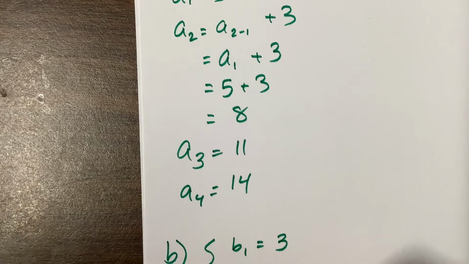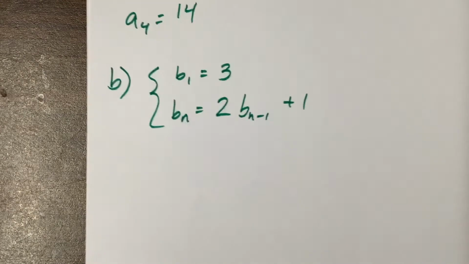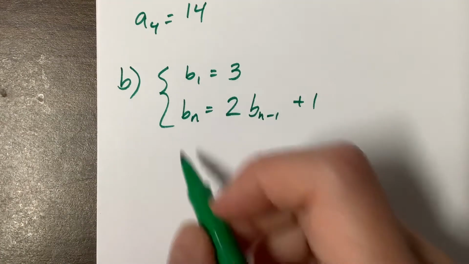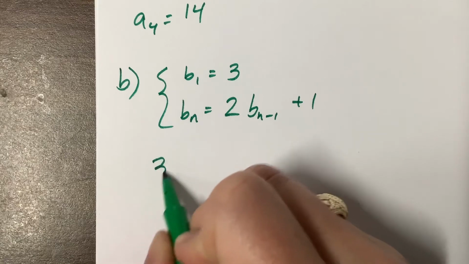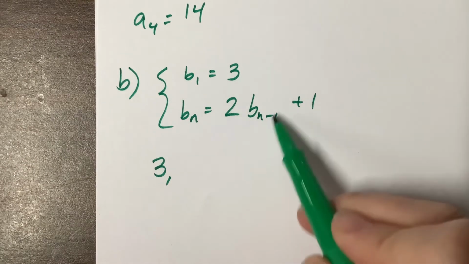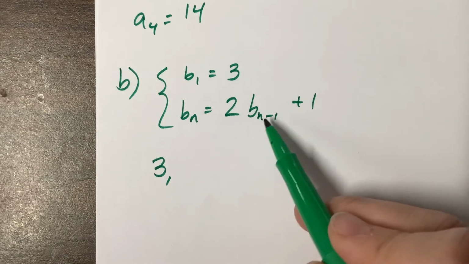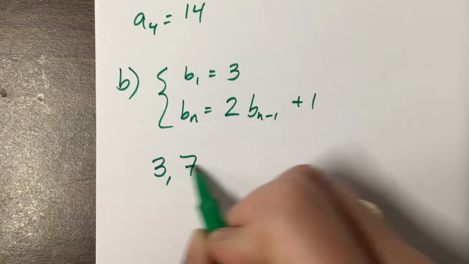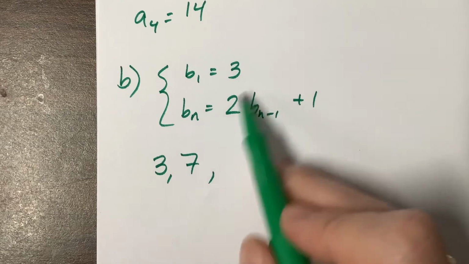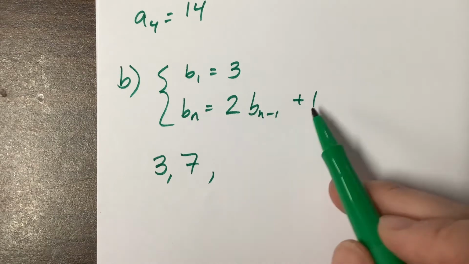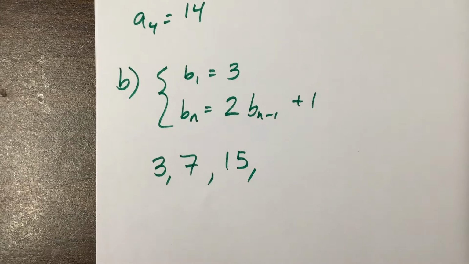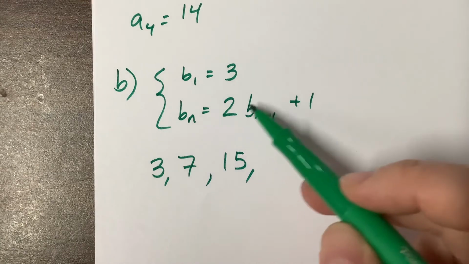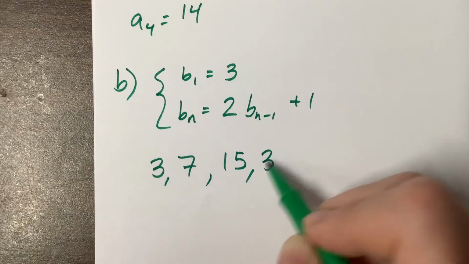Okay. The next one, part B, said b sub 1 was equal to 3, and b sub n is equal to 2 times b sub n minus 1 plus 1. Okay, so to do something like that, it's the same idea. To find the second term, well, the first term would be 3. So to find the second term, we take the first term, multiply it by 2. So 3 times 2 is 6, and then add 1, we're at 7. The next term I'm going to plug in 7, multiply it by 2, 14, plus 1 is now 15. Then I have this one, so 15 times 2 is 30, plus 1 is 31.